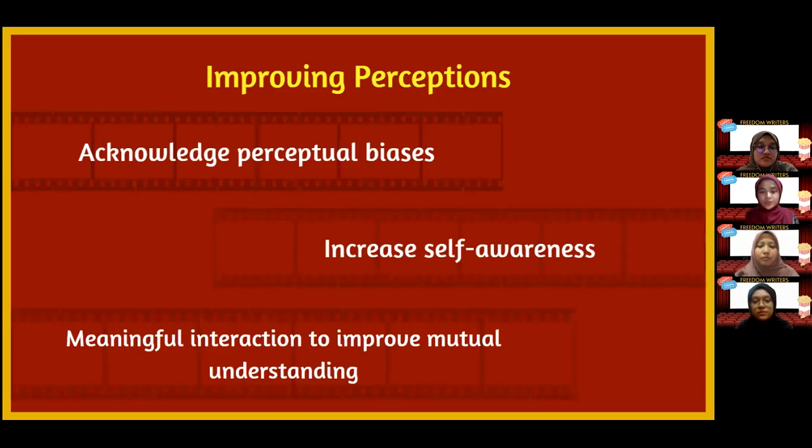There are several ways to improve our perception. First, we have to acknowledge perceptual biases to reduce prejudice and discrimination toward others. Next is to increase our own self-awareness to gain a better understanding of our own decisions and behaviors. It also helps us to be non-judgmental, as taught in Islam, which is being husnuzon. Meaningful interaction also can help us to increase our empathy. I'll pass to the next presenter.